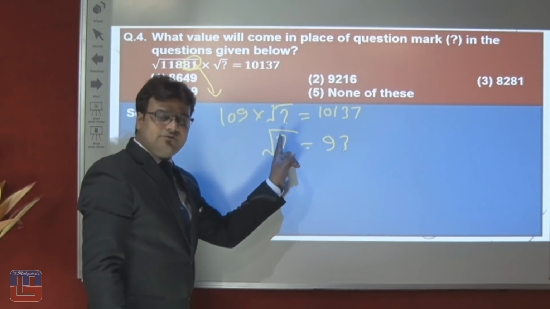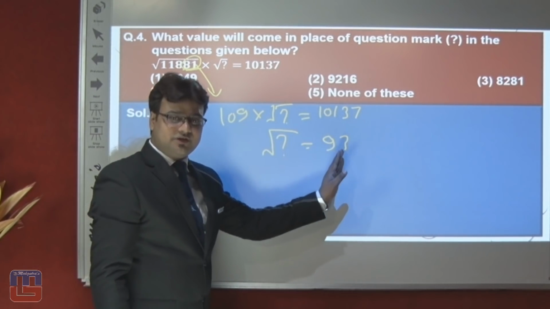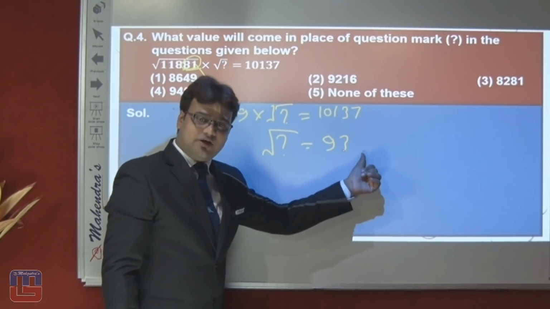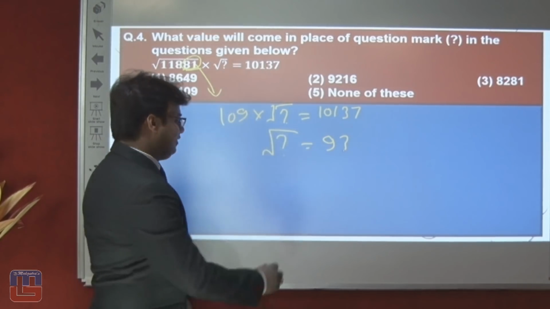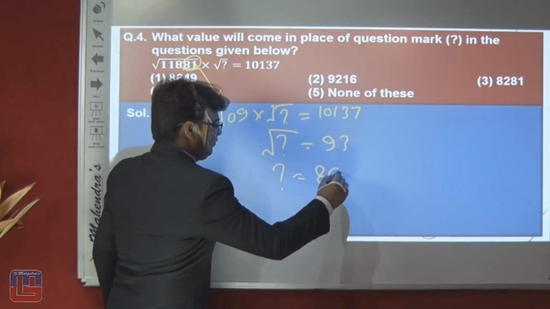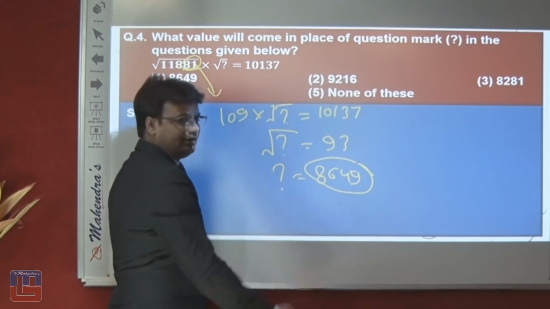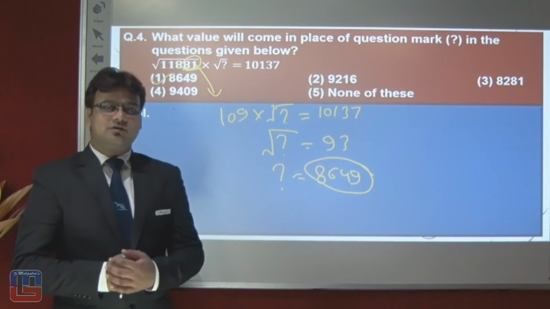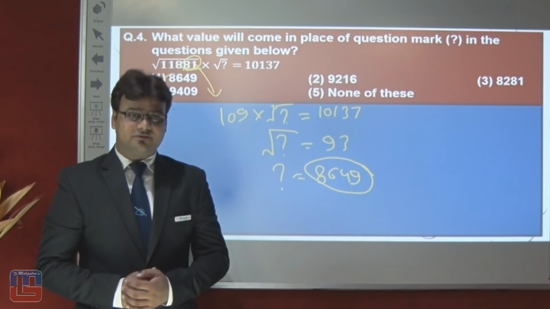If here the question mark is in the form of square root, then squaring both sides. If here question mark is squared, then its square goes to the square root. So squaring both sides, then we get question mark is equal to 8649. So the correct answer is 8649. Check which option it is available in. Our first option. So the correct answer is first.